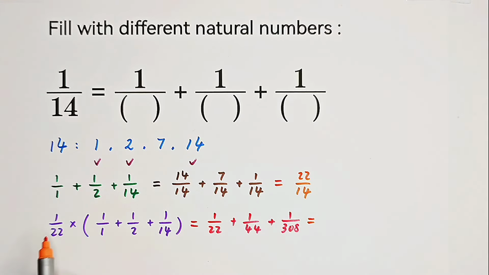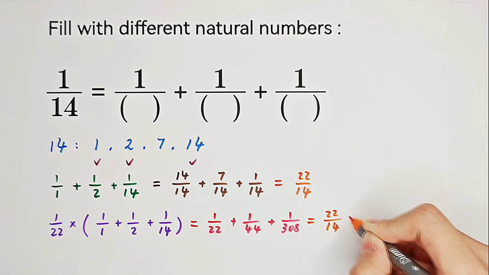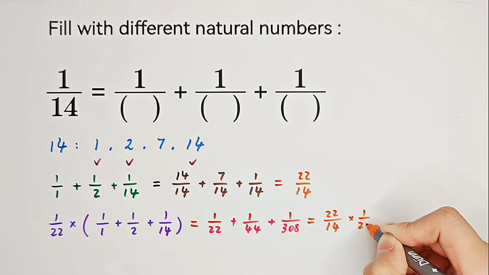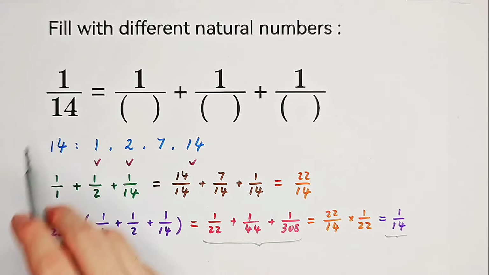But we have to multiply 1 over 22 by both sides. The right-hand side should also be multiplied by this number. And you know that the answer will be, this one is just 1 over 14. So now have a look at this one and this one. 1 over 22 plus 1 over 44 plus 1 over 308 equals 1 over 14.